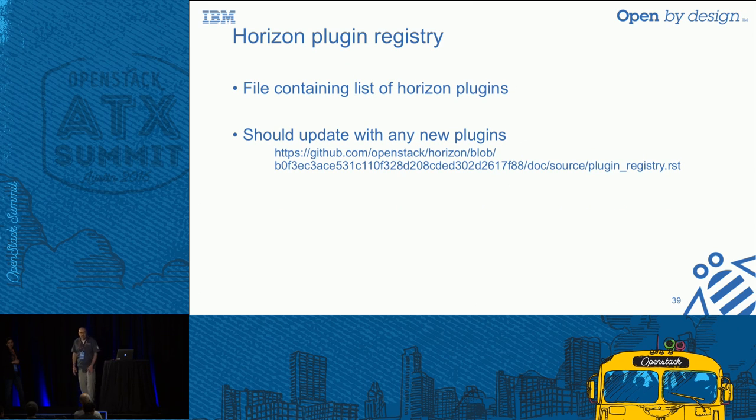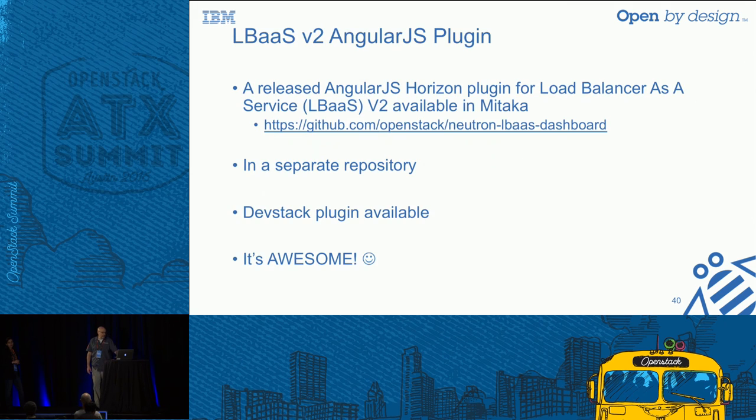The Horizon team keeps a registry of plugins. It's really just a file where they list everybody who's working on a Horizon plugin. It's a helpful communication mechanism. It lets people know that your plugin is out there. They can be aware of it. As you start work and you have a repository available, take a look there. Register your plugin so the Horizon team knows you're there.